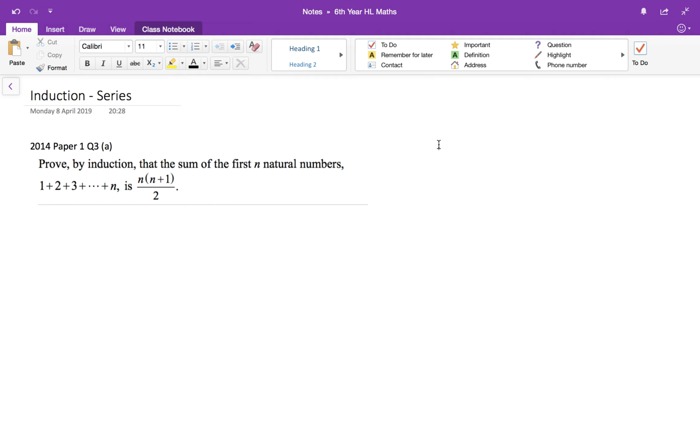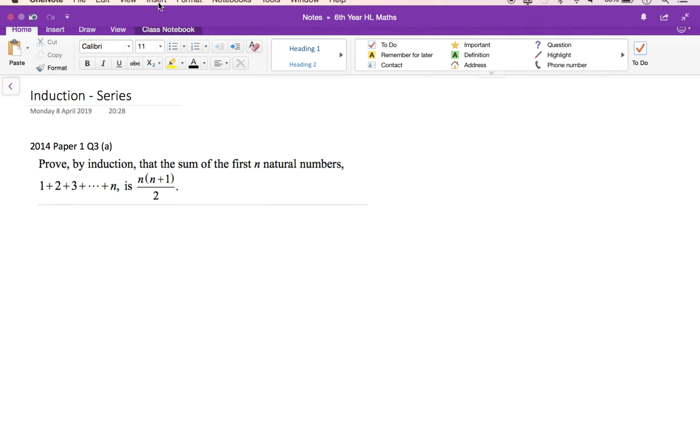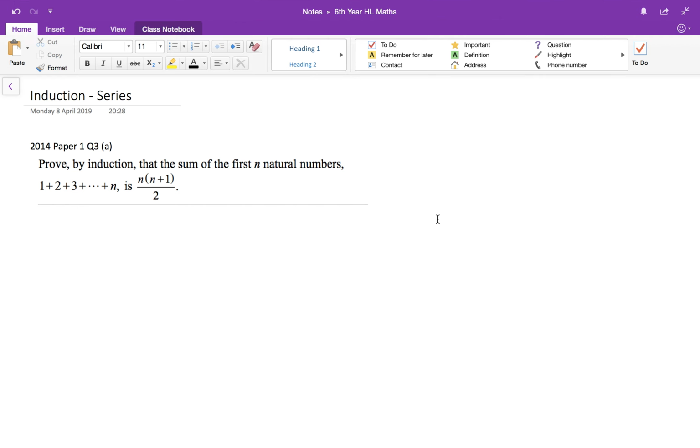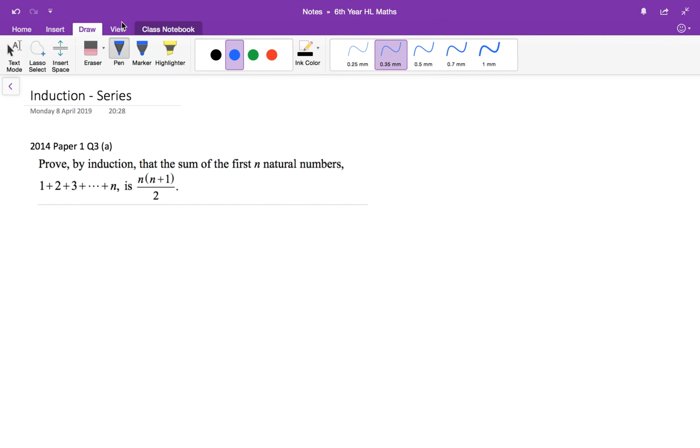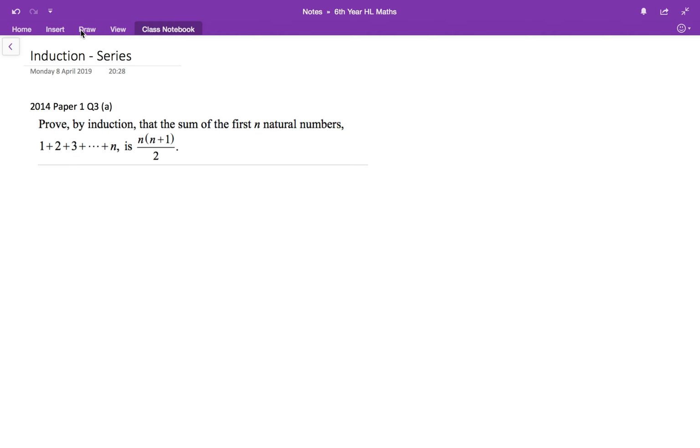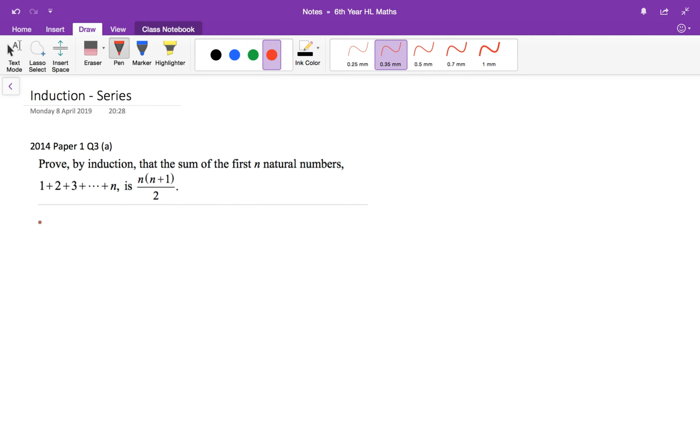This is 2014 Paper 1 Question 3a. It's one of the first group of induction questions, which is the series group. And this question kind of behaves like an unofficial proof because every time you do it, it's the exact same. So we'll start with the first step of proof by induction, which is always the same.